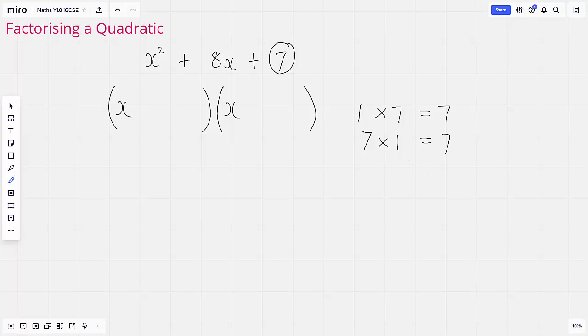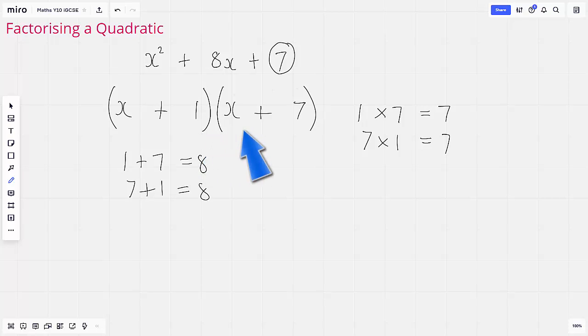Now, what combinations can I use with 1 and 7 to give me the number 8? Well, this one is pretty much straightforward. We've got 1 plus 7 will give me 8. Or of course, reversing that, 7 plus 1 will give me 8. So it looks like I'm going to put a 1 in there and a 7, or I could make it the other way around, and then a plus here and a plus here.